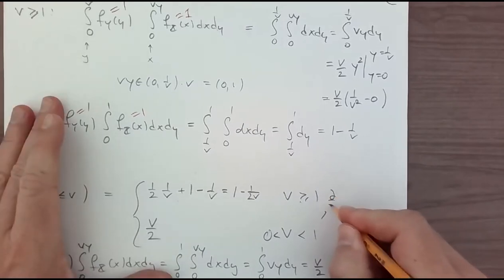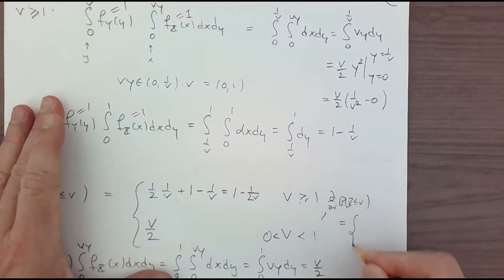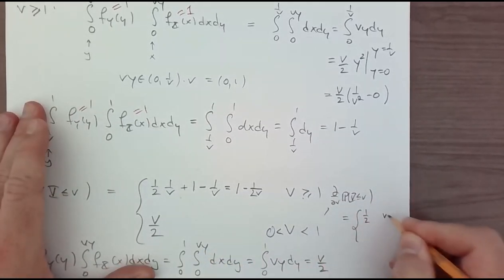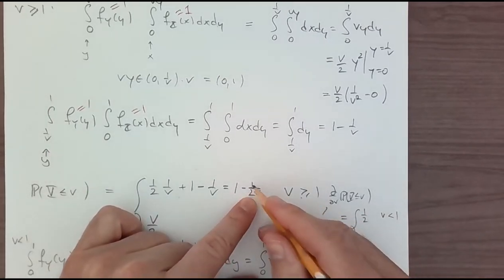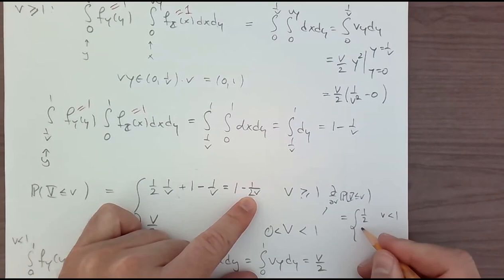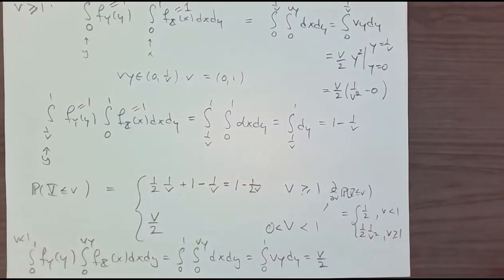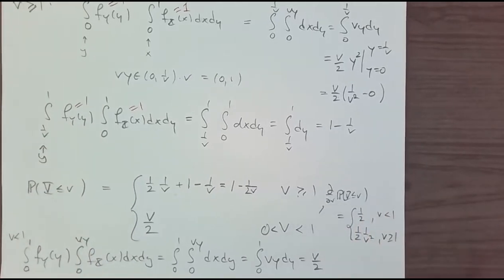So if I look at the derivative with respect to v of the probability that V is less than v, what would it become? It'll be 1/2 here when v is small. And then it'll become 1/2 times 1 over v squared when v is bigger than 1. Right, so that's the density, and this is the distribution. Are there any questions on this question?